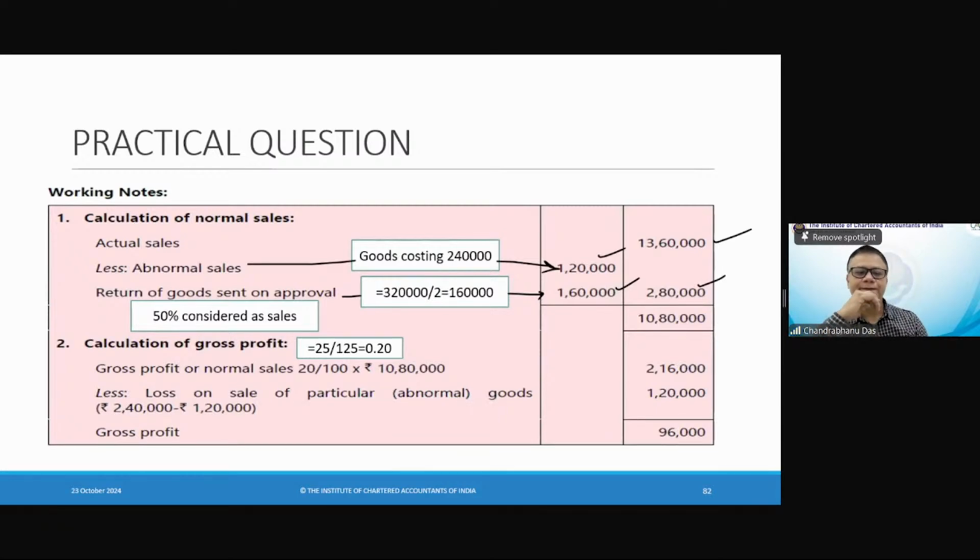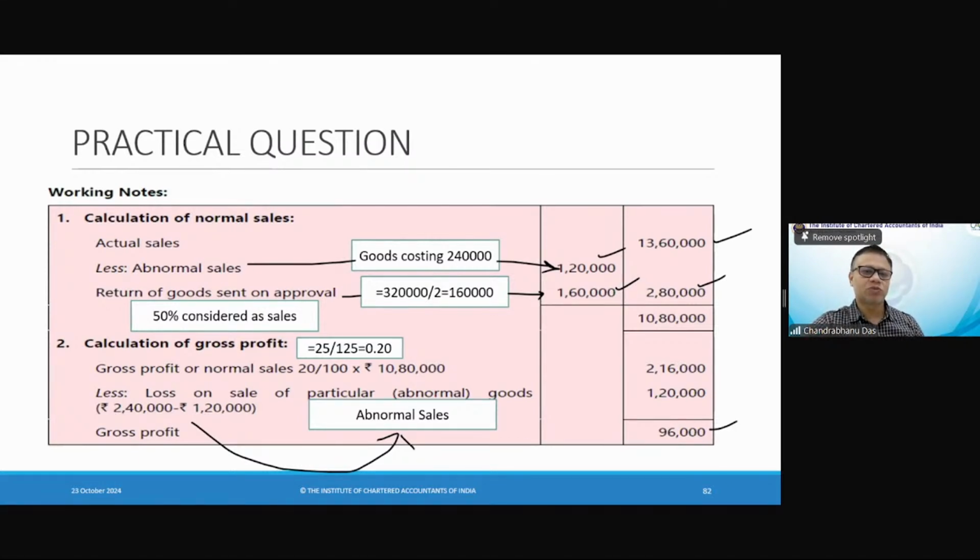Then what happens is we have the loss. Now we will include it in this gross profit. Now we have got the gross profit, but the abnormal item must have created a profit or loss. If the abnormal item has created a loss also, that has to be taken here. So loss on the sale of this particular abnormal item is 2,40,000 minus 1,20,000, it is coming 1,20,000. So from 2,16,000, this abnormal loss is deducted, and you arrive at the gross profit of 96,000.